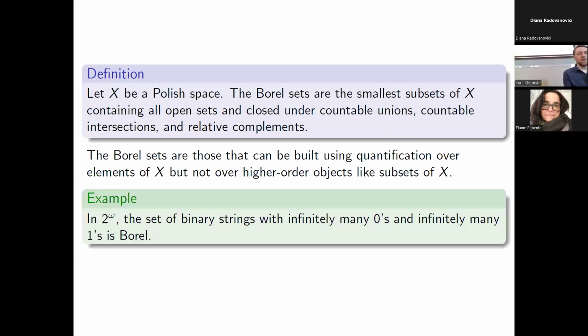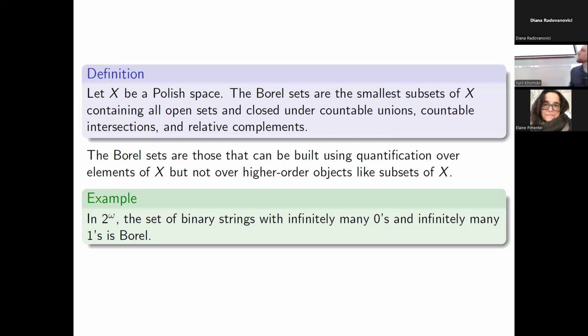So for example, in the space of infinite binary strings, if you look at the strings that have infinitely many zeros and infinitely many ones, this is going to be Borel. So it's not going to be open, it's not going to be closed. If I give you an infinite binary string, you can't compute whether this is true or not, because you'll never have looked at the entire string. But I think you'd agree that it's a reasonable question to ask about a string. There's a reasonable sense of how you would check if this is true about a string or not.